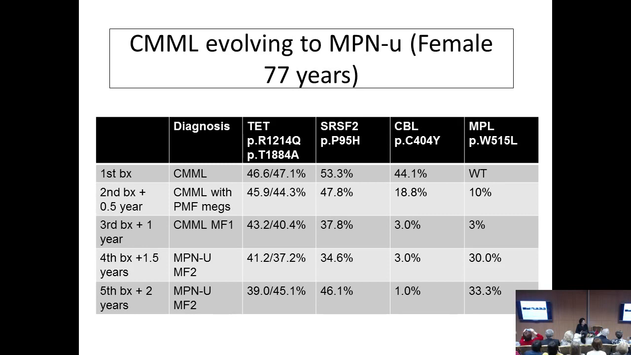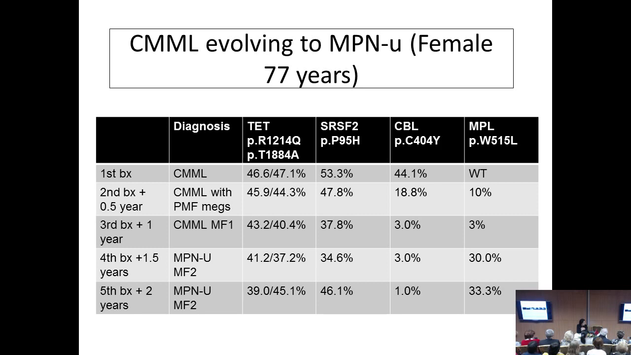What is behind the phenotypic evolution of this 77-year-old lady? In the first biopsy in 2013, we diagnosed CMML. She had a TET2 mutation affecting both alleles. Again, it's a combined finding. And then she had the mutation of the splice factor gene SRSF2 in 53%. And as we have shown a couple of years ago, about 20% of PMF cases also have SRSF2 mutation, and these are cases which more rapidly progress to thrombocytopenia. So SRSF2 is present in CMML and in PMF. So this does not explain the morphological transition.